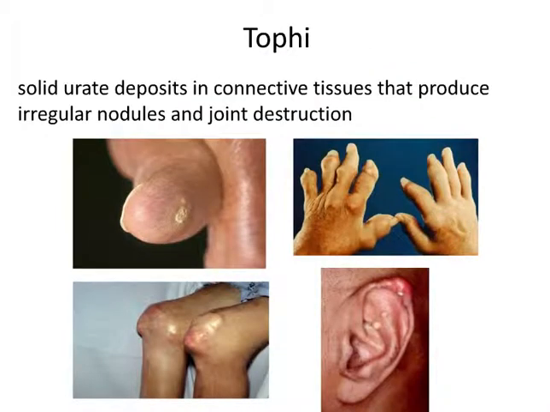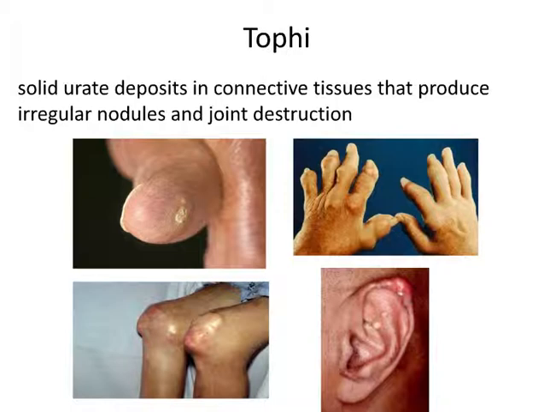The advanced gout stage is often referred to as chronic tophaceous gout to indicate the presence of this clinical manifestation, which will remain unresolved in the absence of urate-lowering therapy. Tophi are characterized by urate deposits in connective tissue that produce irregular nodules and joint destruction. In addition, the skin overlying the tophi may become ulcerated and exude a white chalky material.